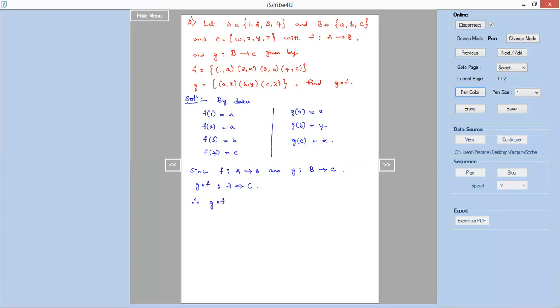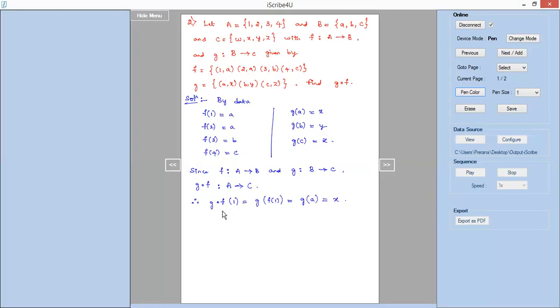Therefore, g composition f of 1 is equal to, set A has the elements 1, 2, 3, 4, so we will do one by one. So g composition f of 1, I am taking the first element, that is 1. This can be written as g of f of 1 from the definition of composition of functions. f of 1 value is a by data. So this is g of a, and that in turn g of a value is equal to x.